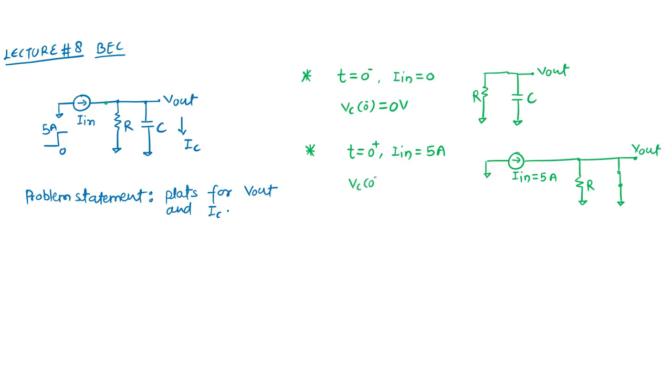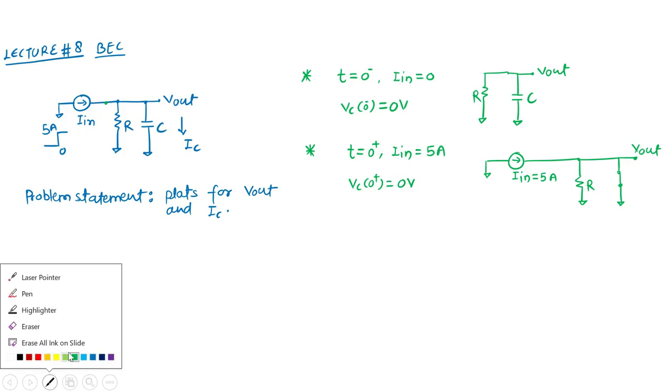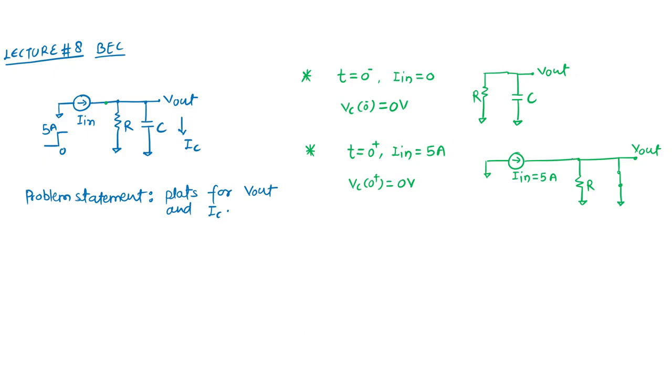So what is V out here? VC at 0 positive is 0 volt, as there is no initial charge, the capacitor will hold its value, which is 0. So this path has low impedance. What will my input current see? When the input current comes at this node, it sees two paths: one is this IR and one is the IC.